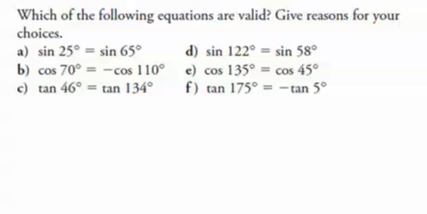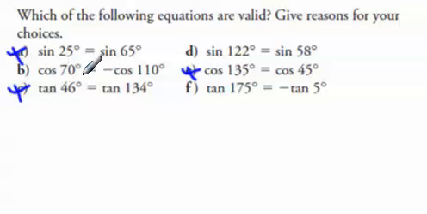In this question, we're asked to find out which of the following equations are valid and to give the reasons. So, first of all, which ones are correct? Well, A is correct, C is correct, and E is correct. Actually, A is wrong, C is wrong, and E is wrong.